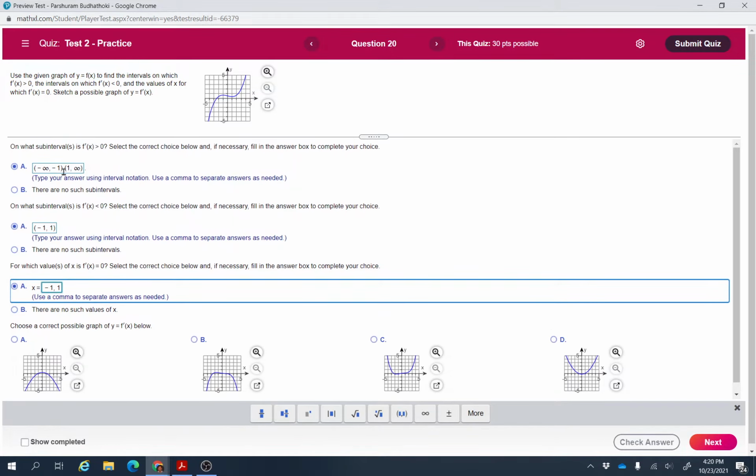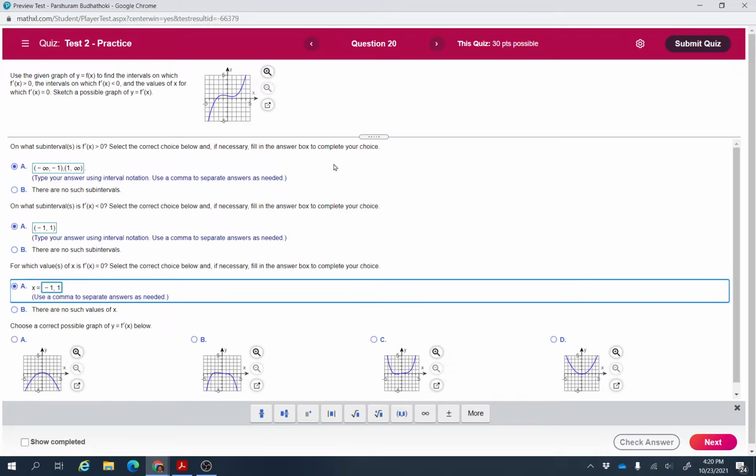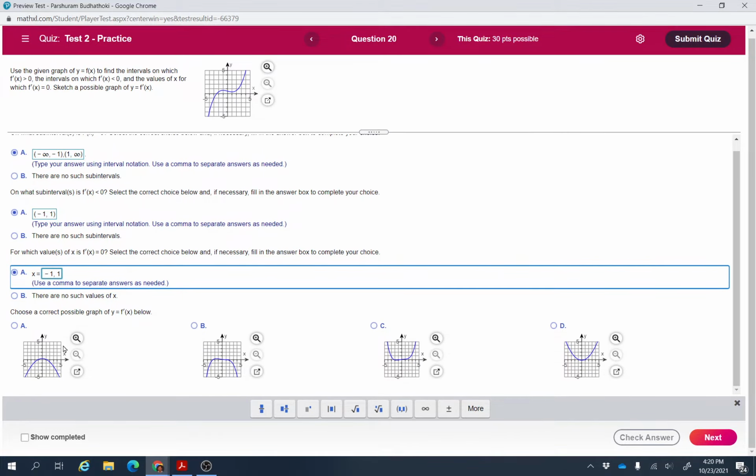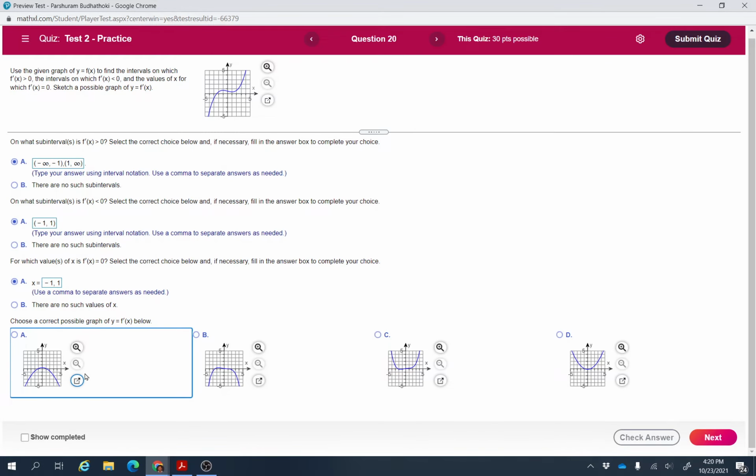Now based on this information, we know that to the left of -1 the derivative is positive, to the right of +1 the derivative is positive, and in between -1 and +1 the derivative is negative. So based on this information, we need to choose one of the graphs for the derivative. This one is negative to the left, but it should be positive to the left of -1. So this is not the right choice.